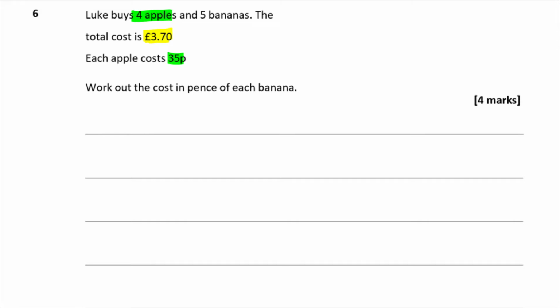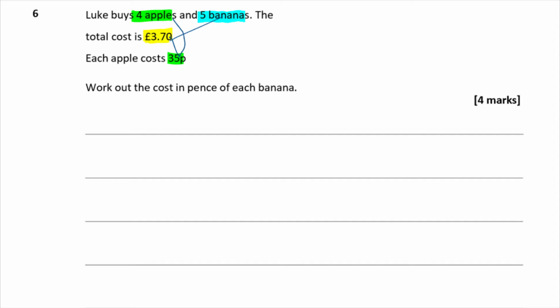So with the number of apples and the cost of apples, I should be able to work out the cost of all 4 apples. And then if I take that away from the £3.70, I'll be left with the price of the 5 bananas. And then if I divide that by 5, I'll get the price of 1 banana. So that's my plan. I'm going to start with these two, work out how much they cost, take it away from that one, and then go over there and deal with that. All right, so that's the plan.